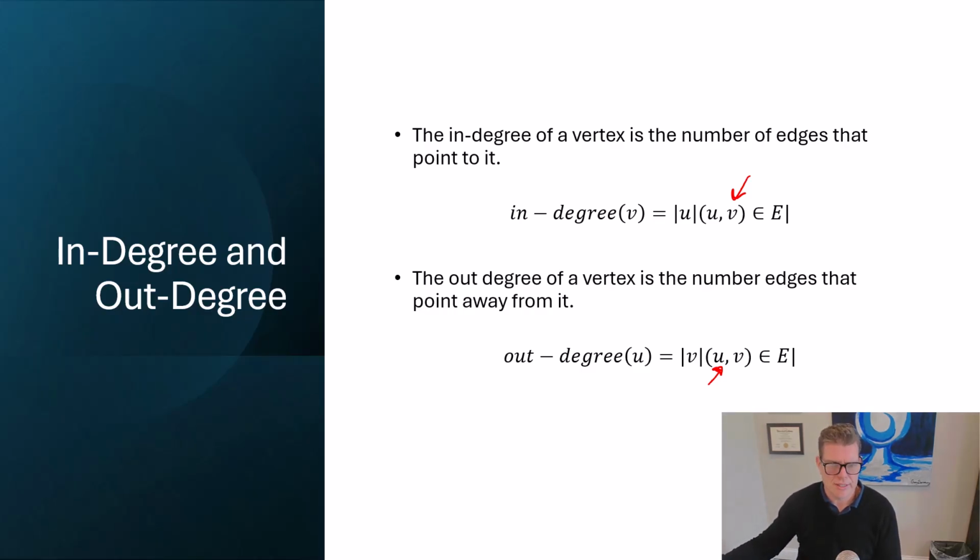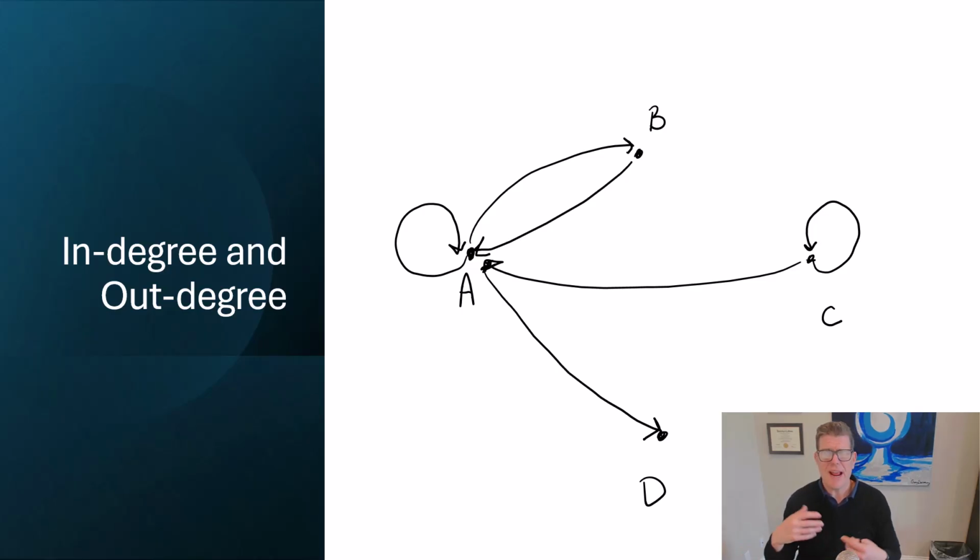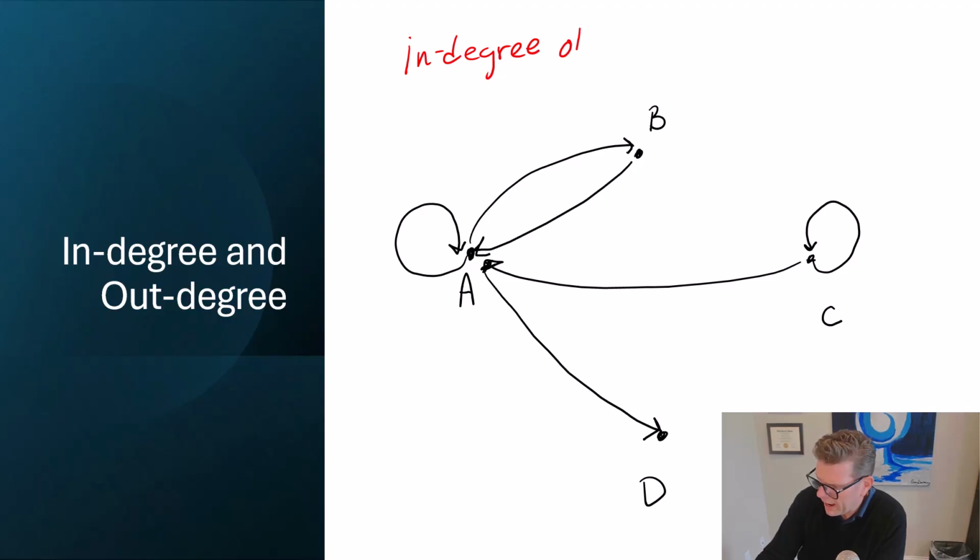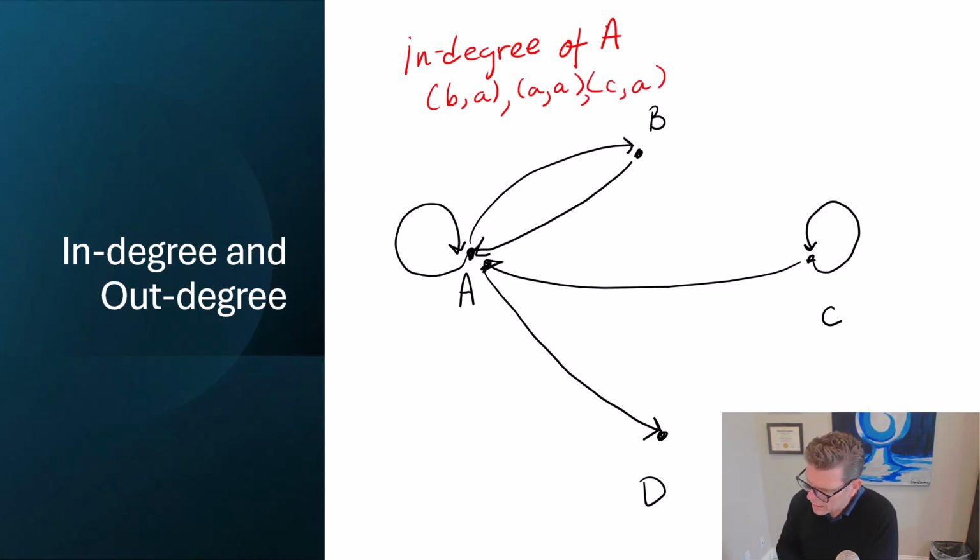So let's take a picture of this. Let's say we have this particular digraph, and let's consider the vertex A. If we look here, we have, on the one hand, B goes to A. We have A goes to A, because we've got the self-loop there. And we also have C goes to A. Consequently, if we look at that, we have 1, 2, 3.